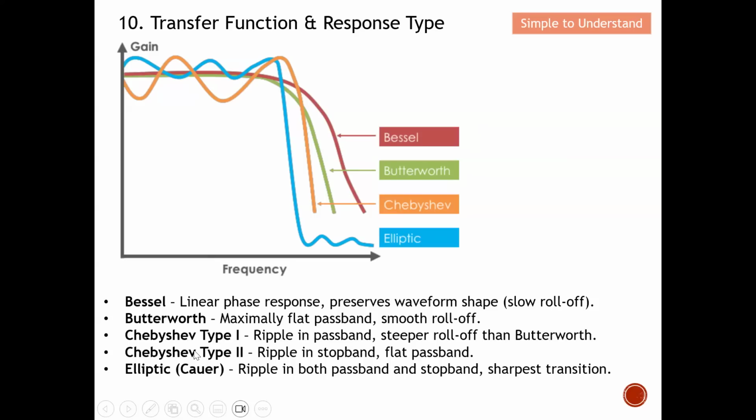Last but not least, we have the elliptic, which has ripple in both the pass band and stop band. The key advantage is that it has the sharpest transition. You can see that it has the steeper skirt compared to the rest. Again, I will do another video to discuss this transfer function and response type.